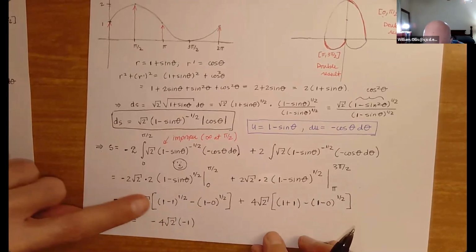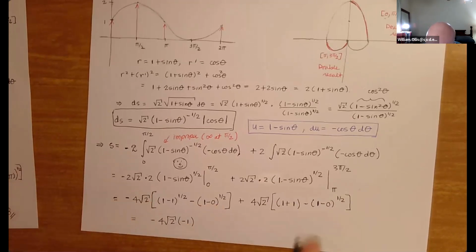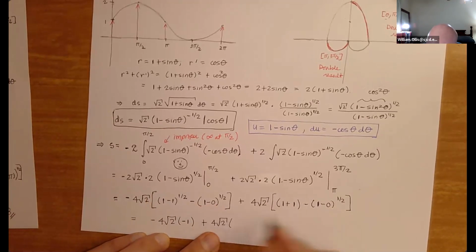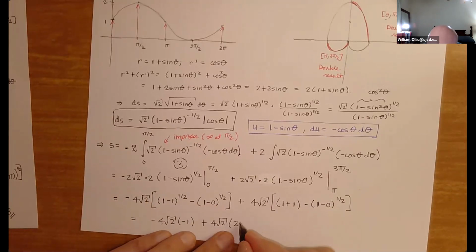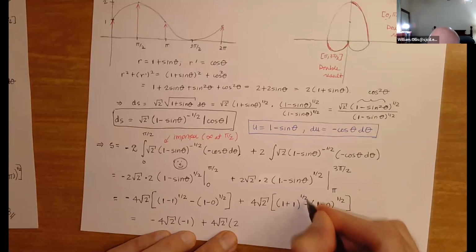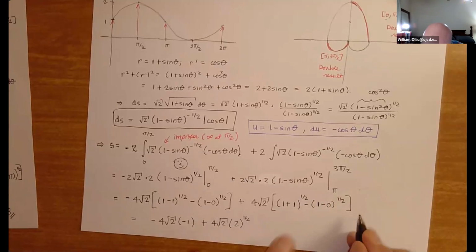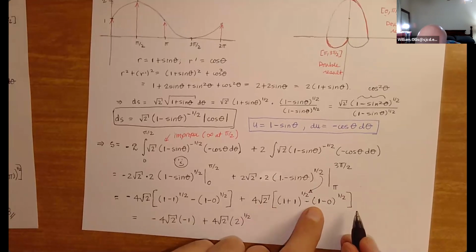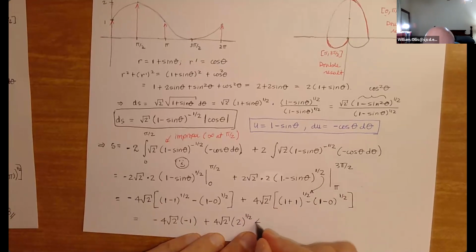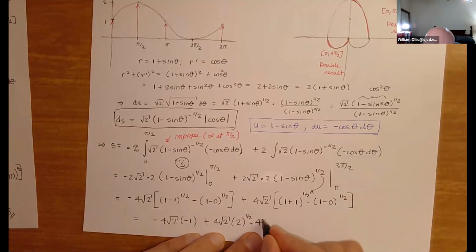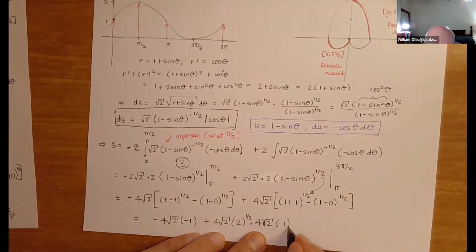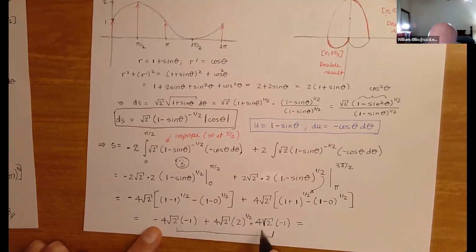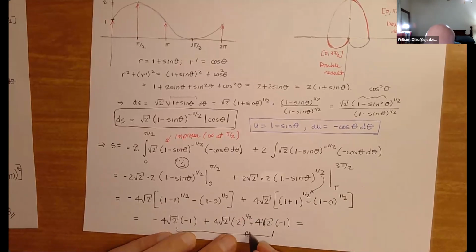So again, notice here, negative square root of 1, negative 1, plus 4 root 2 times the 1/2, sorry. Don't forget the 1/2 right there. That does make a big difference. And then here we've got 4 root 2 times the -1. So now, of course, these absorb because this will be a plus, negative times the negative. These absorb.